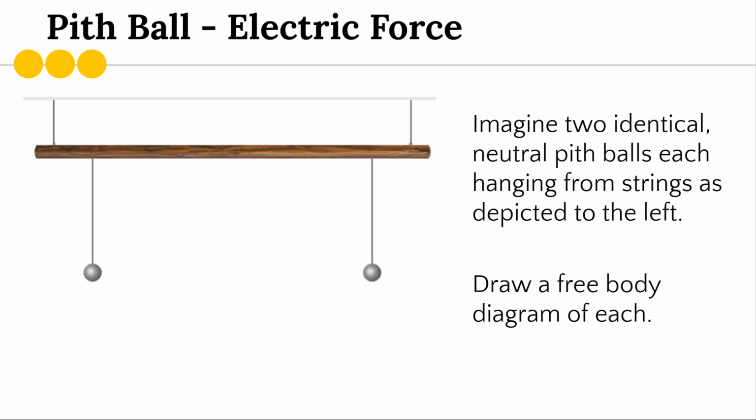Draw a free body diagram of each. So what forces do I need to draw? Let's just look at one of them. What forces are acting on this pith ball? Force tension. Tension, yeah, there's a string there. Okay, tension should go up. What else? Gravity. If they're neutral, that's it. Okay, so if they're neutral, we're just going to have force of gravity down, force of tension up, and since it's just sitting there motionless, those forces should be equal to each other so that we have balanced forces. Okay, they would both look like that.